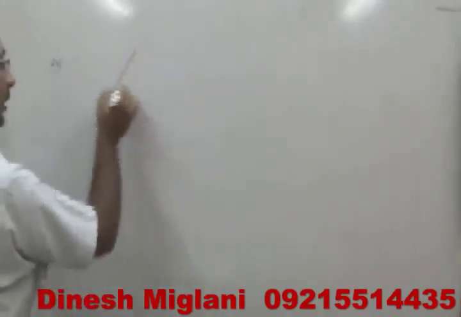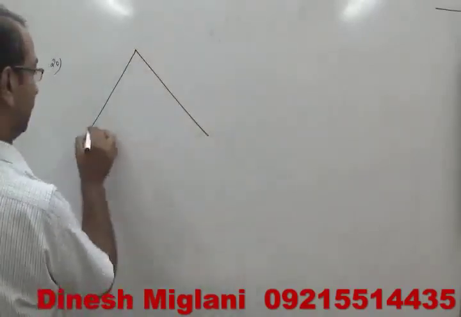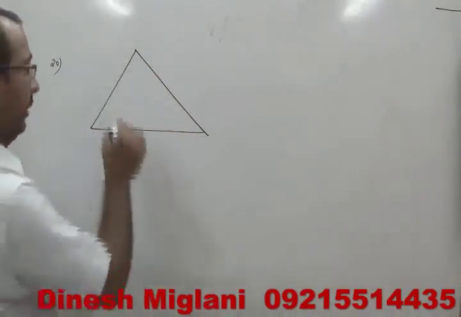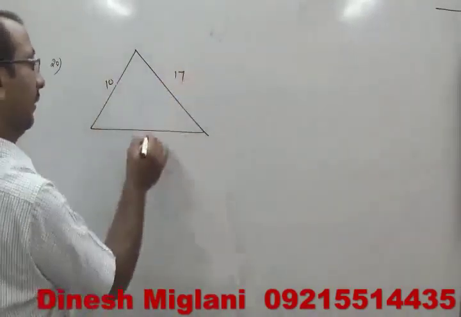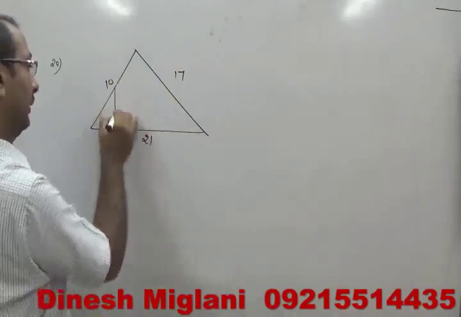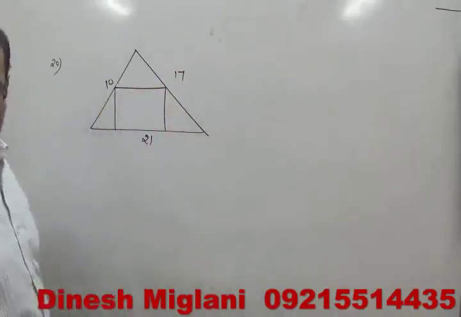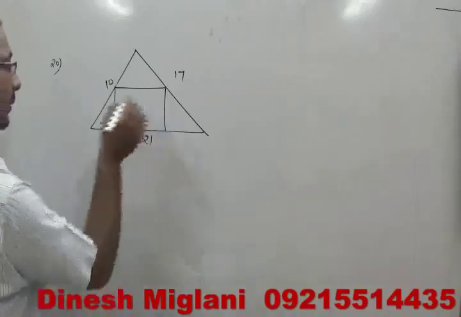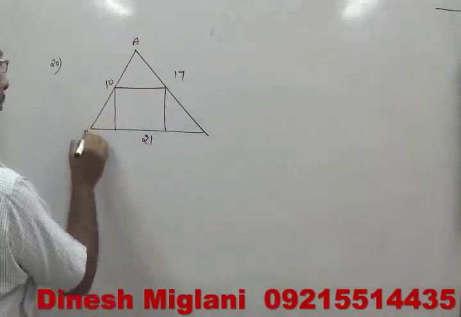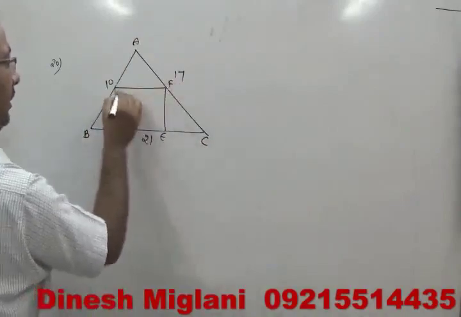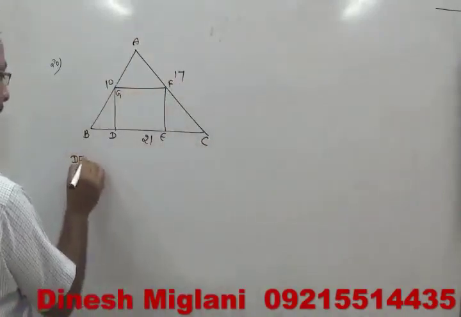Then we have concept number 20. It is given that a square is inscribed in a triangle. The sides of the triangle are given as 10, 17 and 21, and one square is there inside it. The question here is: what is the side of the square? Let us say this is A, B, C, D, E, F, G. It is given that DEFG is a square.